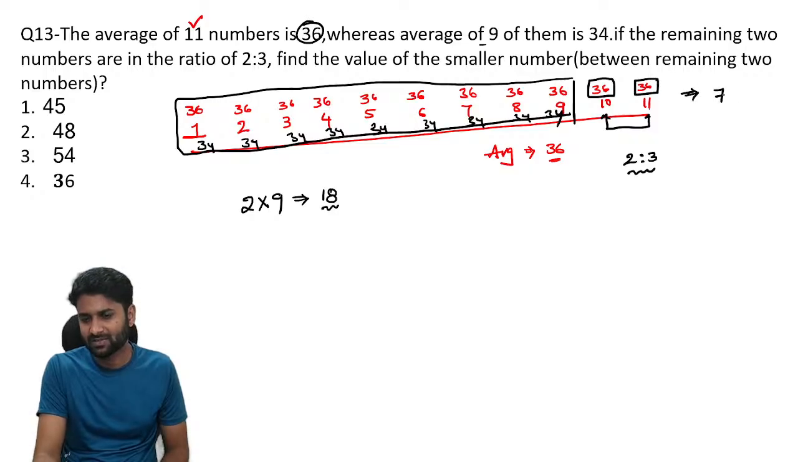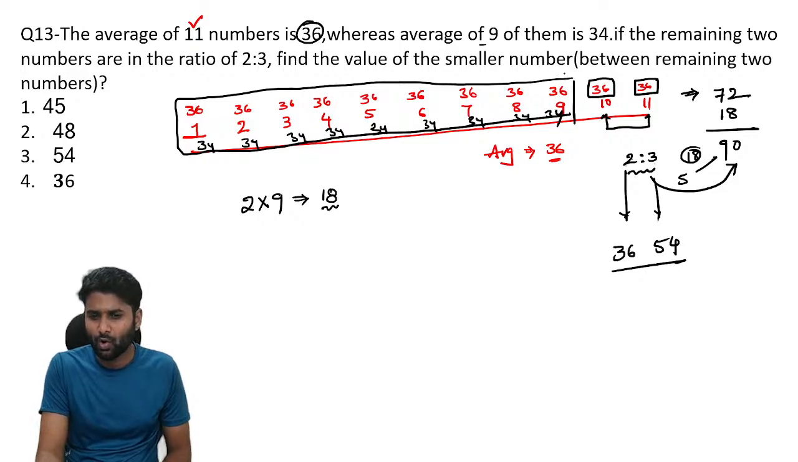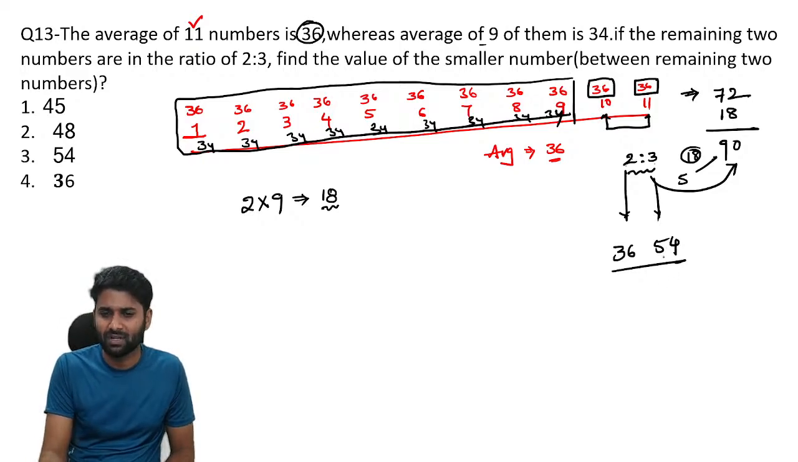36 plus 36 is how much? 72. And you have to balance these 18 units. Then only the overall average becomes 36, right? Then the total value is 90. Now if you divide these 90 in 2 is to 3, the sum of the ratio is 5. 5 becomes 90, so 1 unit is 18. It means one number is 36, the other number is 54. The question asks to find the value of the smaller number. So what is the smaller number here? 36 is the smaller number.